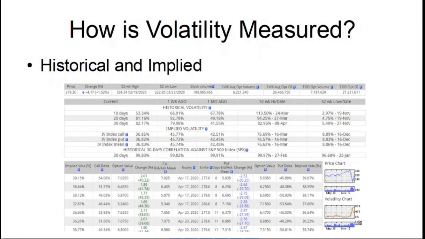A website like this is very easily found online. You just search historical versus implied volatility, and you'll find a couple of websites like these. And these are very fantastic.